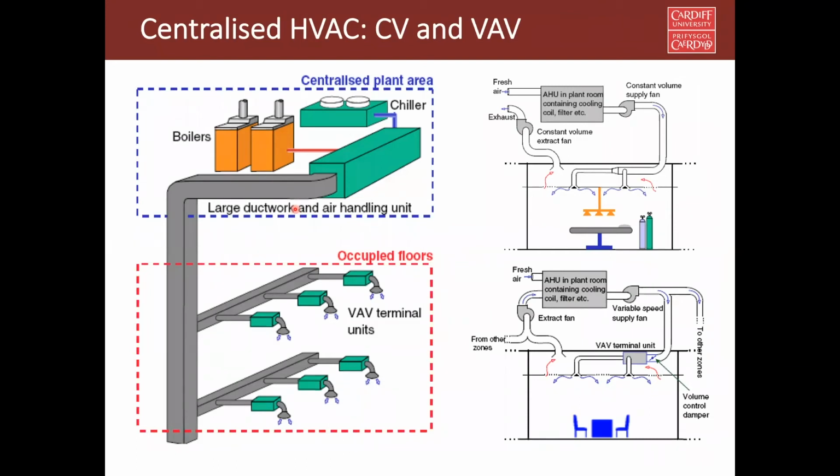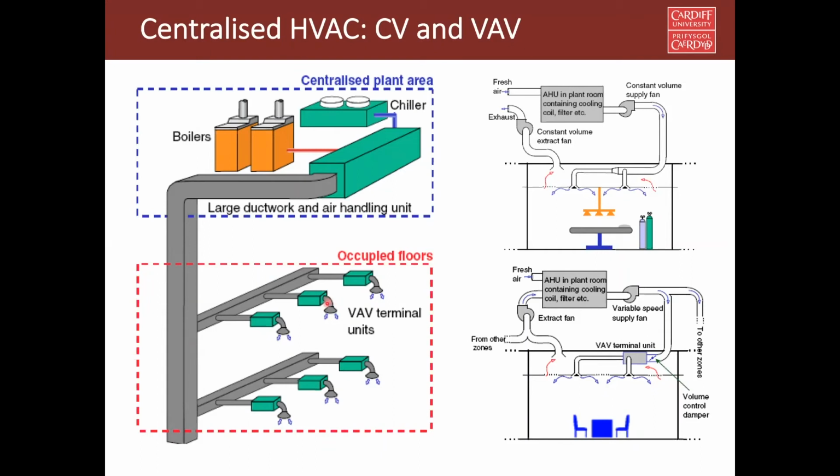Basically, in both these systems, you have chillers and boilers in a plant space, usually at the top of the roof or the floor near the roof. The chiller or boiler will heat up or cool down the air in the air handling unit. And this air will be sent to different floors and different compartments.